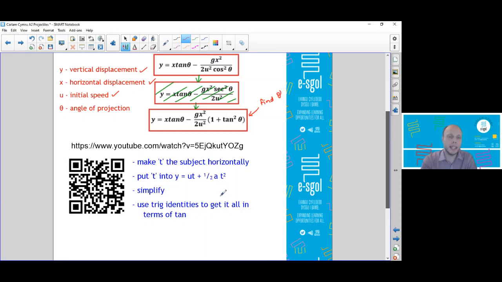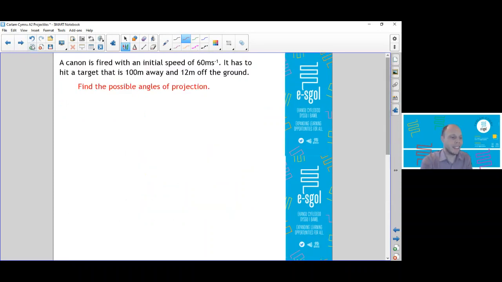It will form a quadratic in terms of tan, which means you can actually find theta now. So you need to know how to get this original one from scratch. Watch the video here. You also need to know how to use your trig identities, so go from cos to sec to tan for this one. Now let's have a little look at a question, and I'm going to do one where we actually are going to find theta, because you don't really need the equation of a trajectory unless you find theta. You can just use what we've already done.